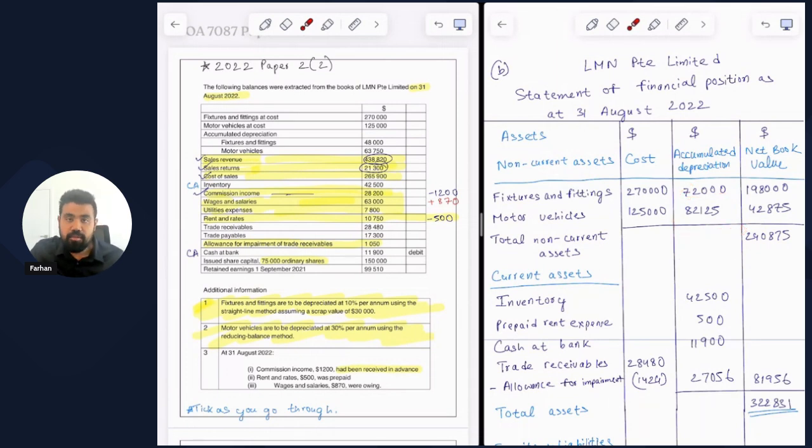So how do we find the net book value? The net book value, as I've disclosed before, is cost minus accumulated depreciation. So 270,000 minus 72,000, and that is 198,000.